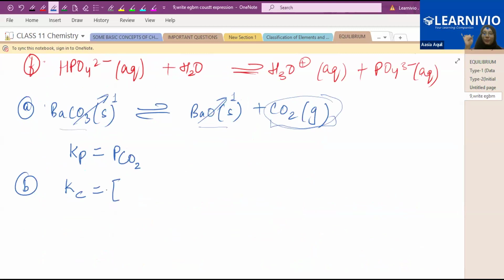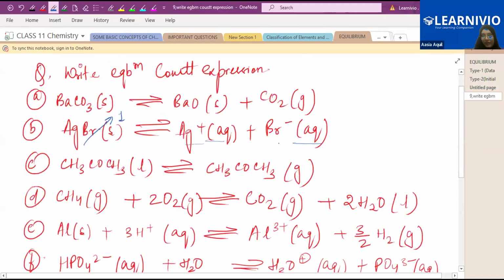When the reactant or product is in gaseous phase. If the species are in gaseous phase, we talk about the pressure, and if you are talking about the pressure, you will consider Kp, not Kc. In the second equation, because all are in the aqueous phase, you will write Kc. Kc is equal to the concentration of Ag plus into the concentration of Br minus. That is the expression. There is no coefficient over here, so no need to write any power.